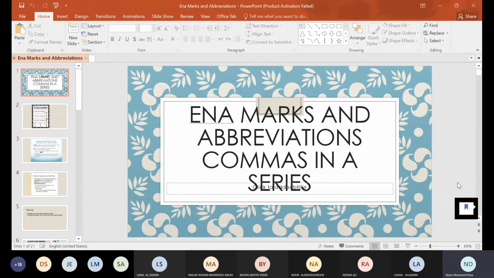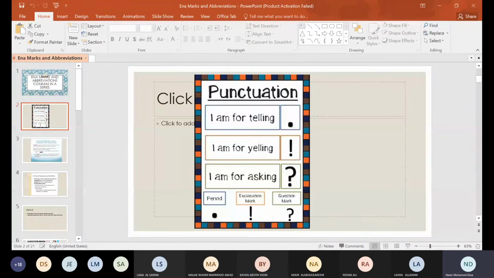End marks, abbreviations, and commas always confuse us. Sometimes in your essays I find mistakes of punctuation. So if we start, do you see the PowerPoint, guys?